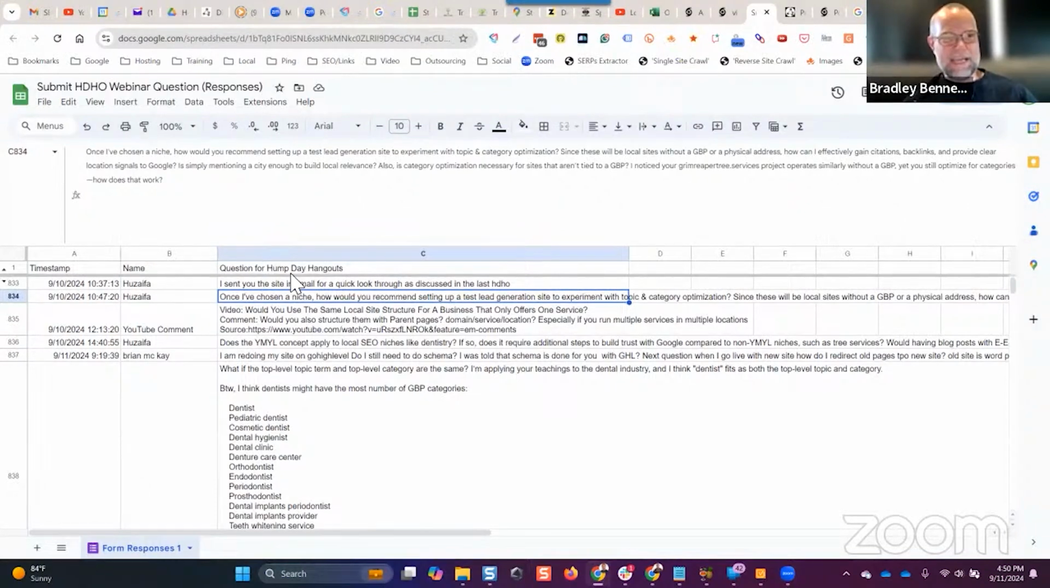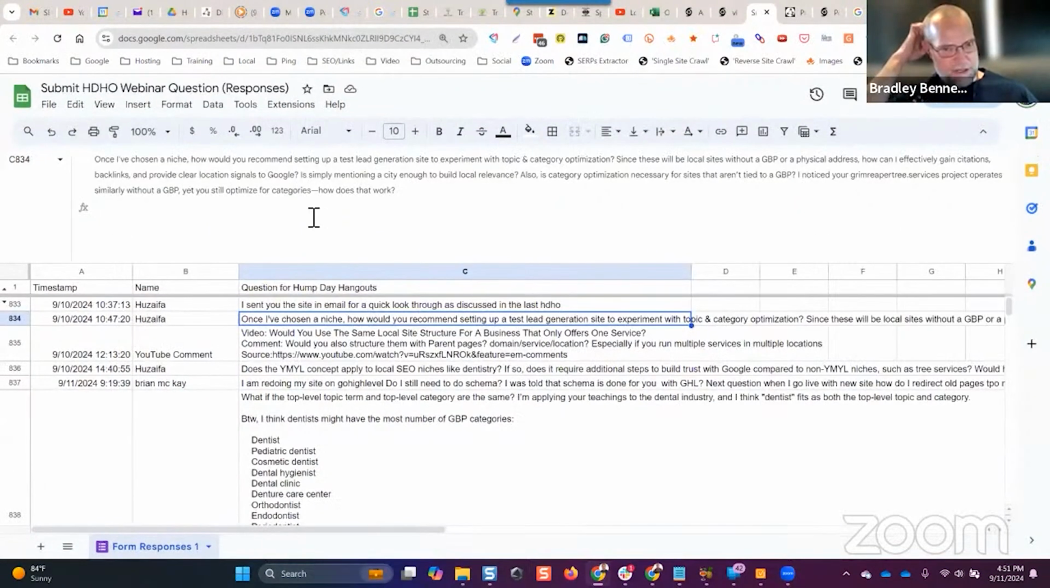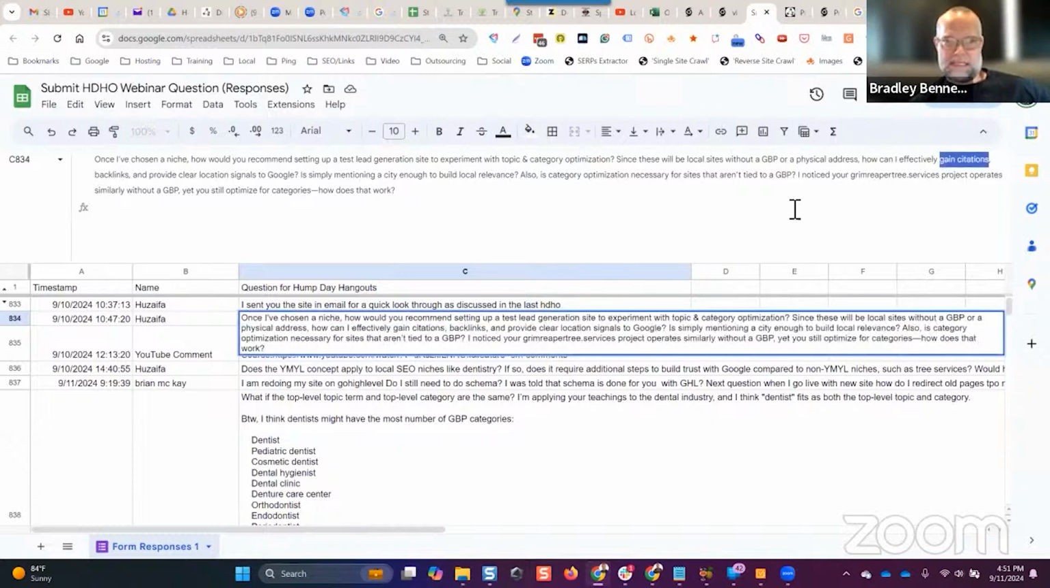So moving on, the next one is: once I've chosen a niche, how would you recommend setting up a test lead generation site to experiment with topic and category optimization? Since these will be local sites without a GBP or a physical address, how can I effectively gain citations? You don't. You just omit citations.